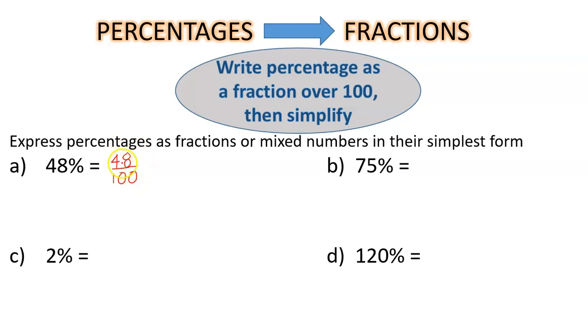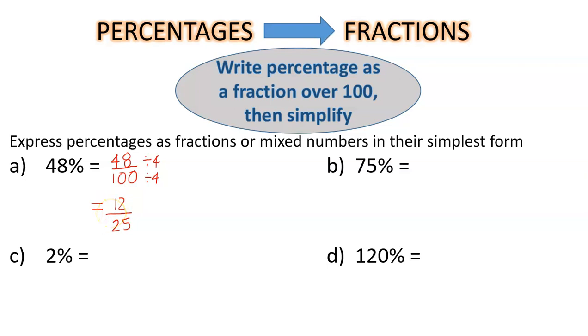I know my 4 times tables, 12 times 4 is 48. So if I divide by 4, whatever I do to my numerator, I must do to my denominator. So I've got 48 divided by 4, that'll give me 12. And I've got 100 divided by 4, that'll give me 25. So 48% as a fraction in its most simplest form is 12 over 25.